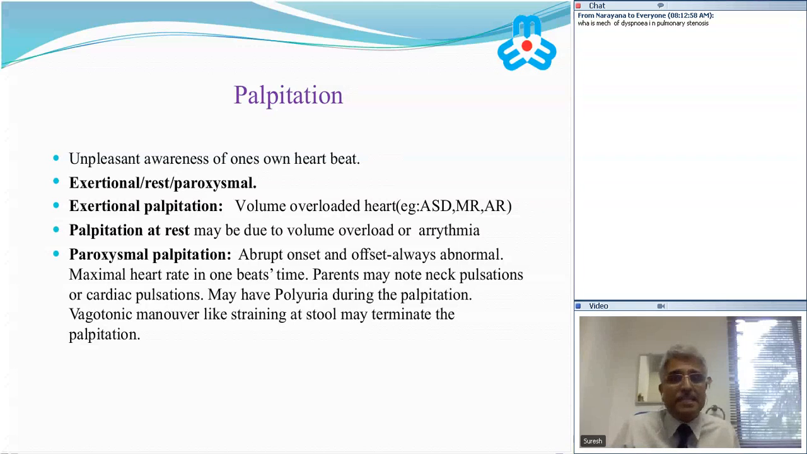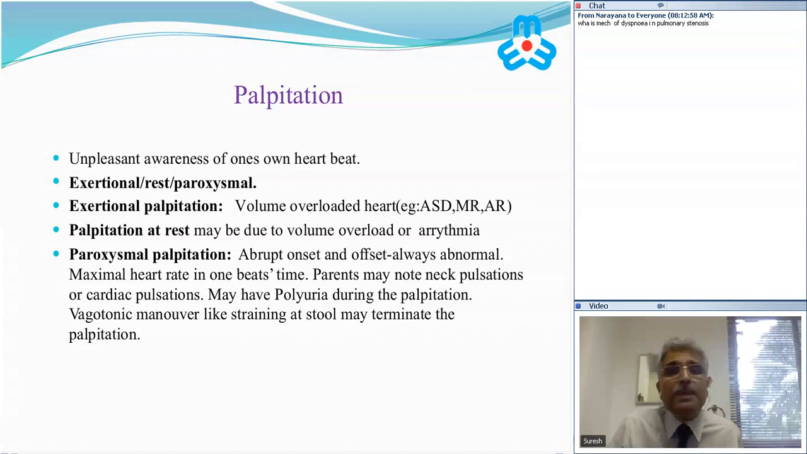Palpitation at rest may be due to volume overload or arrhythmia. This is the example where a patient with mitral regurgitation again may turn to the left side while in bed and suddenly feel the palpitation, as now the apex beat is closer to the chest wall. Palpitation at rest may also be due to arrhythmia, when it could be a paroxysmal palpitation.